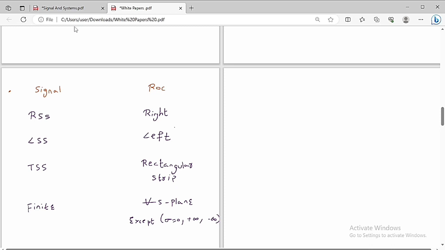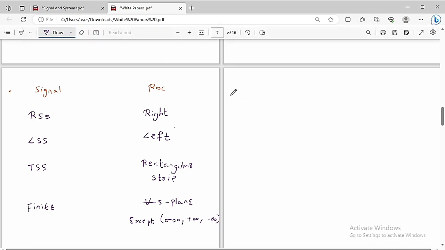Therefore, I can say finally that if the given signal is a right-sided signal, then the ROC is toward the right side. If the given signal is a left-sided signal, then the ROC is toward the left side. If it is a two-sided signal, then the ROC is a rectangular strip. If it is a finite duration signal, then the ROC is all over the S-plane, except at sigma equal to 0, plus infinity, or minus infinity. These things you always have to keep in mind.